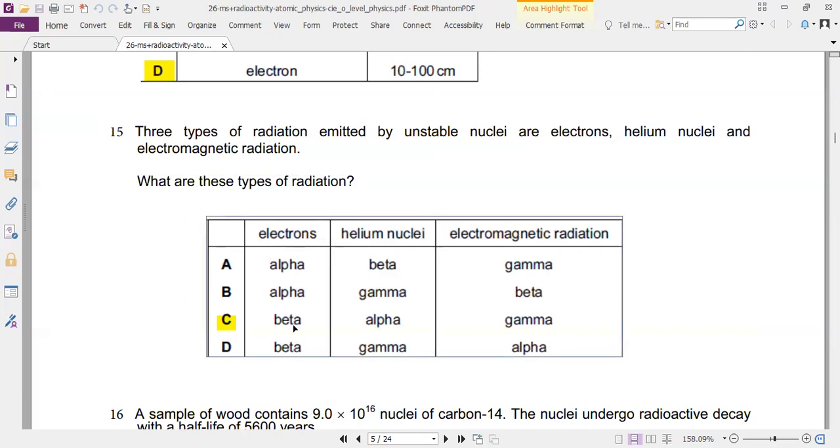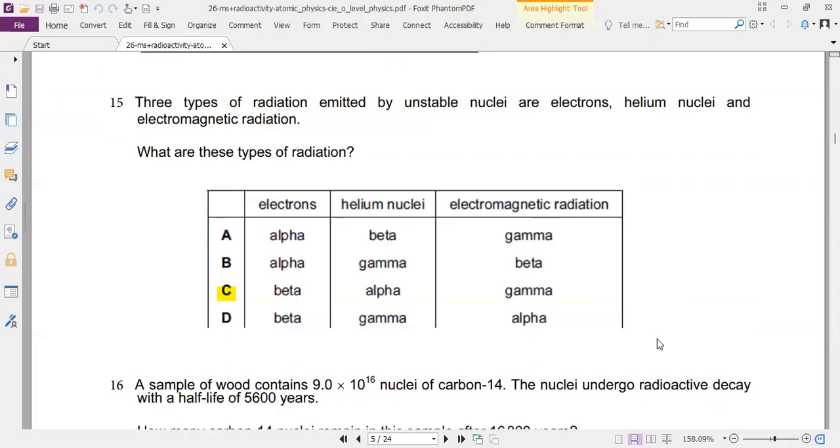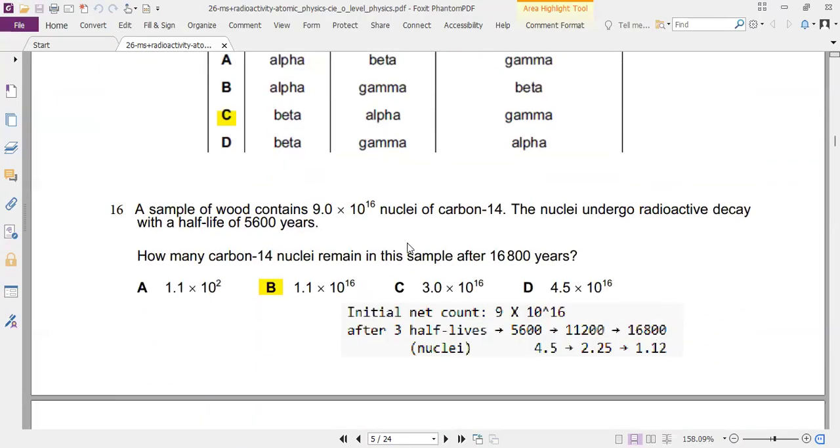So electrons are beta, helium nuclei alpha, and electromagnetic is gamma. This is a tricky question. So we have this number of nuclei of carbon 14. 5600 years is the half-life. So after this many years, look at the starting count, and then we can see that step by step, each time halving the number of nuclei.